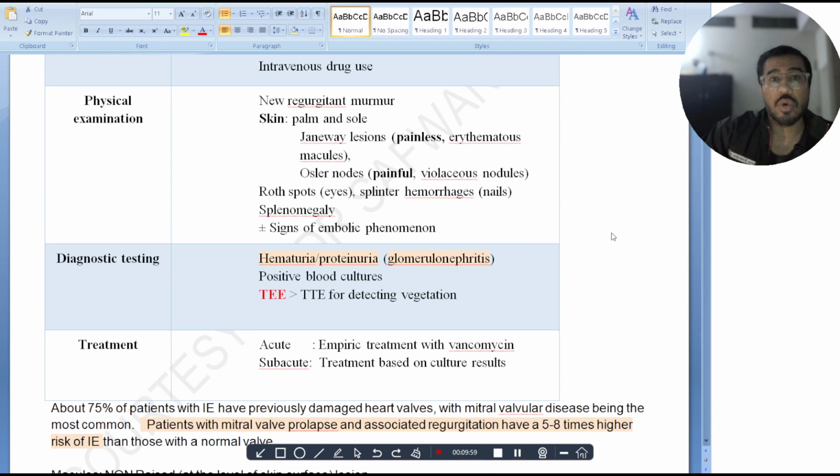and the other ones are Roth spots and splinter hemorrhages. Splinter hemorrhages are also really important. When the vegetations are launched off in the systemic circulation, they come into the capillaries under the nail bed and they cause hemorrhages. So when you visualize the patient's nail, you can see small hemorrhages here. So they will show you a picture of that as well. I'll show you the picture of Janeway lesion and Osler's nodes, but you most probably will see a picture of the splinter hemorrhages if you're doing UWorld or anything else.